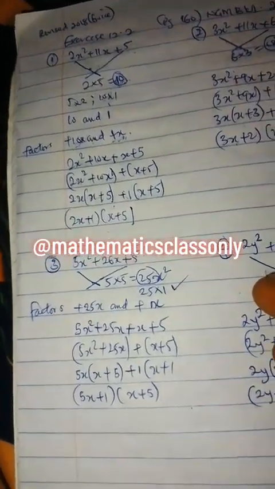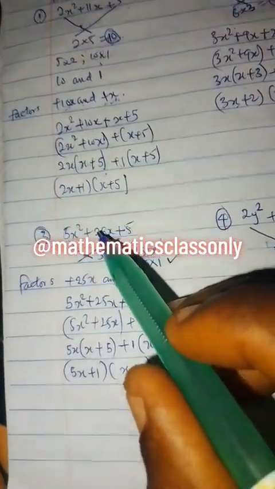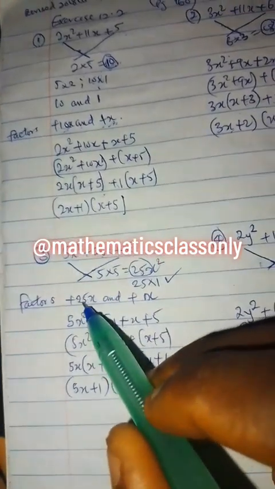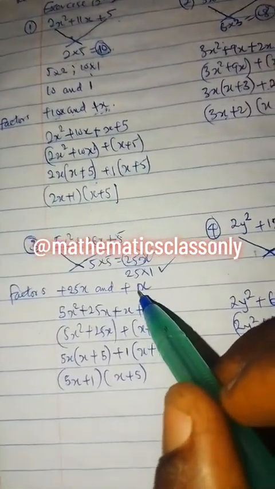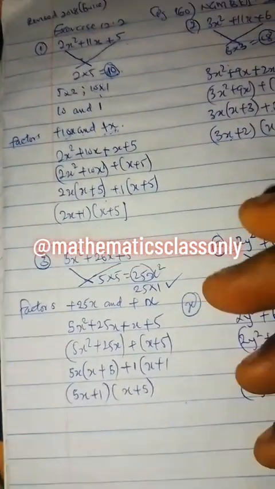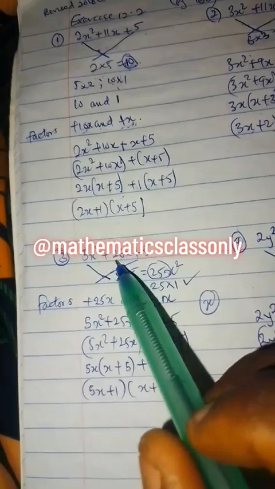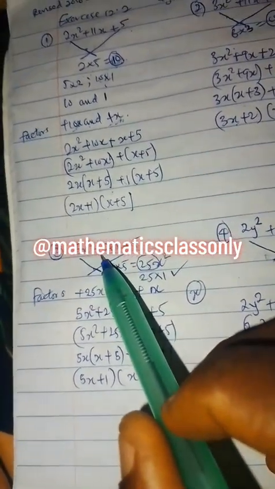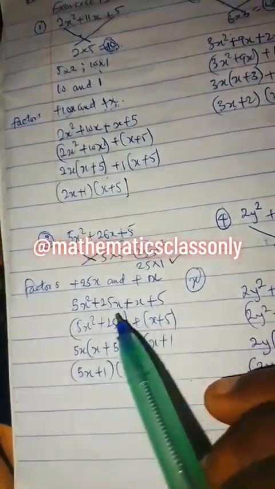Now that we know that's our factor, what do we do next? We now replace the middle term with these factors. So we have plus 25x and what? Remember, we can't say 1x in mathematics. We'll just say x. So that means we now have 5x squared, instead of writing this middle term, what do you write? Plus 25x plus x plus 5. So that's what we have on this line here. Then we group.